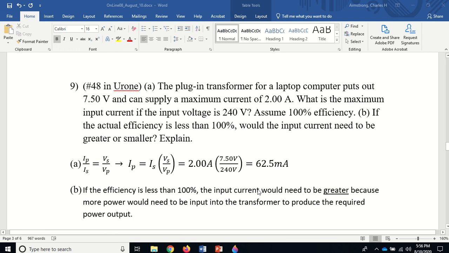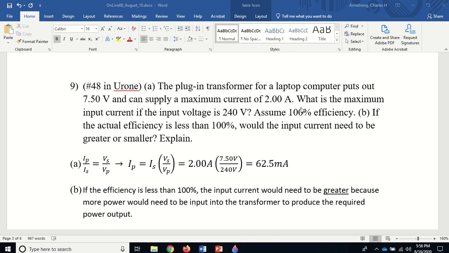Oh, this is another more of the same. A plug-in transformer for a laptop puts out 7.50 volts, so that's the secondary voltage, and can supply a maximum current of 2.00 amps. What is the maximum input current if the voltage is 240 volts? Assume 100% efficiency. So you just take your primary current divided by your secondary current equals your secondary voltage divided by your primary voltage. Solve for primary. That's going to be secondary current times Vs over Vp.